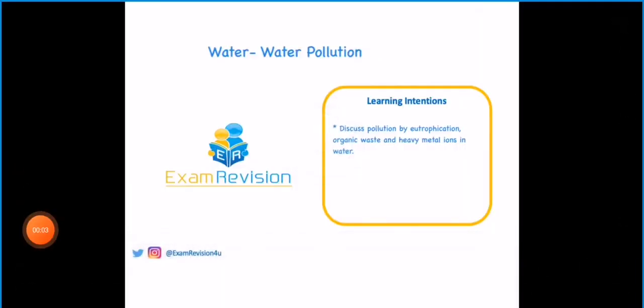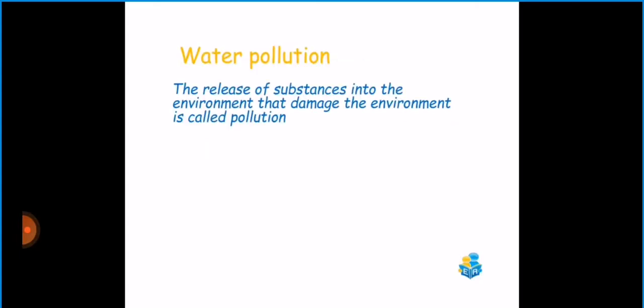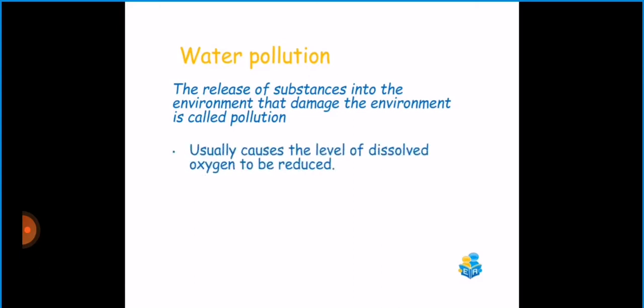And our learning intention asks us to discuss water pollution by looking at eutrophication, organic waste and heavy metal ions. So let's start with a definition of water pollution. Pollution is basically the release of substances into the environment that cause damage to that environment. So usually this causes the levels of dissolved oxygen present in the water to be reduced.